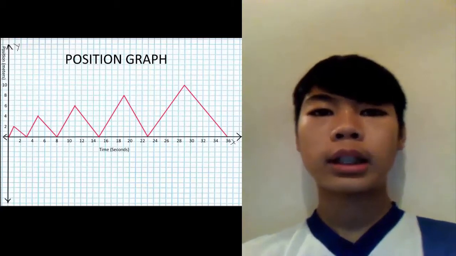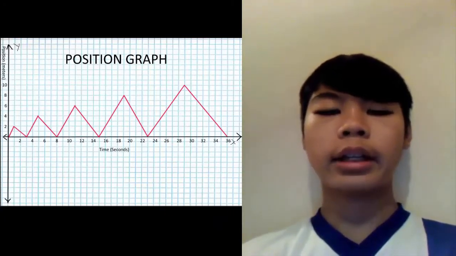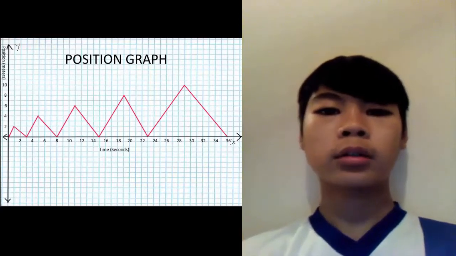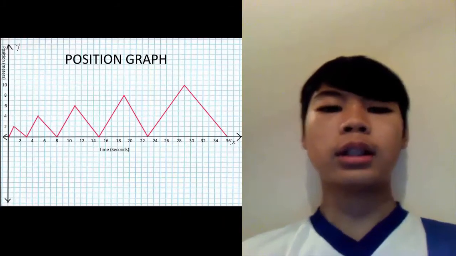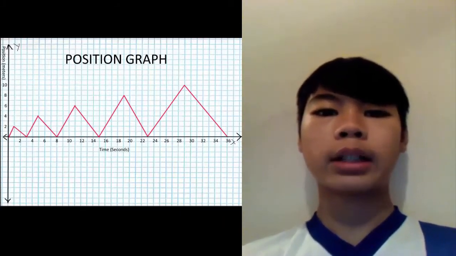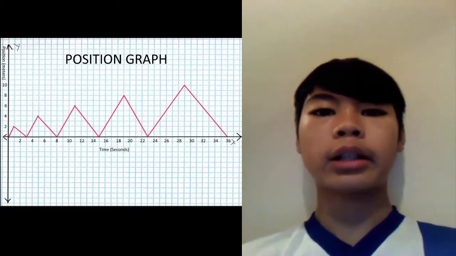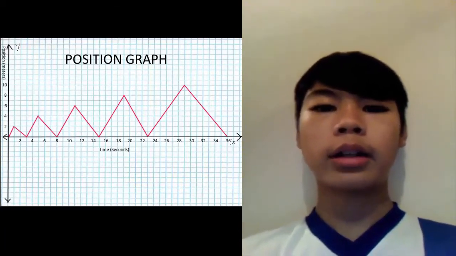We did this because it was the easiest to do, really, and the drill was sort of like suicides, so I was used to it. You can see that every time I went back to 0, the line decreased. And from this graph, you will be able to calculate the velocity.